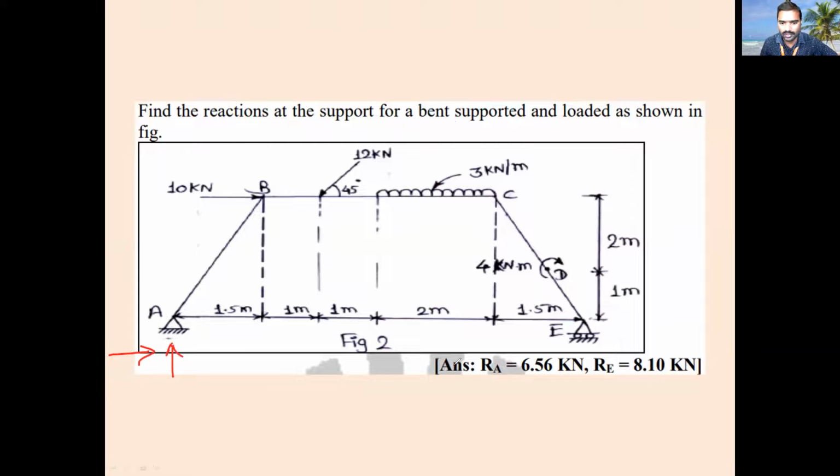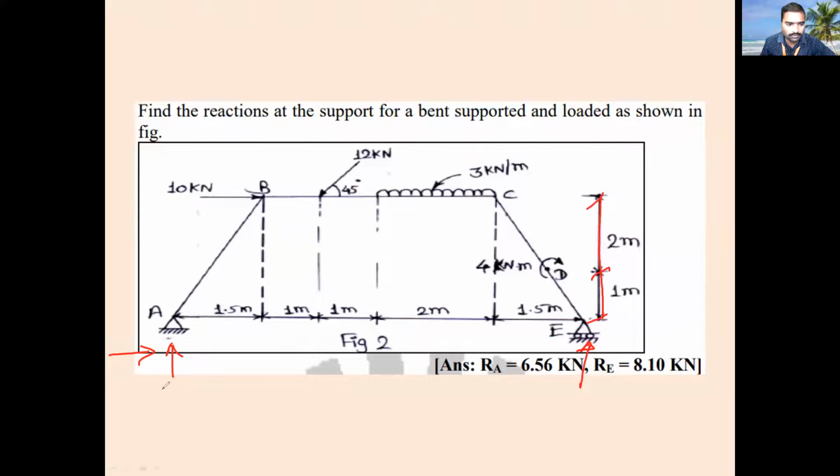Correct? Next, at E, how many reactions? One. Which type of support it is? Roller. Next. So here he has given total height. How much is it? Total height 3 meter. This is 1 meter. This is 2 meter.